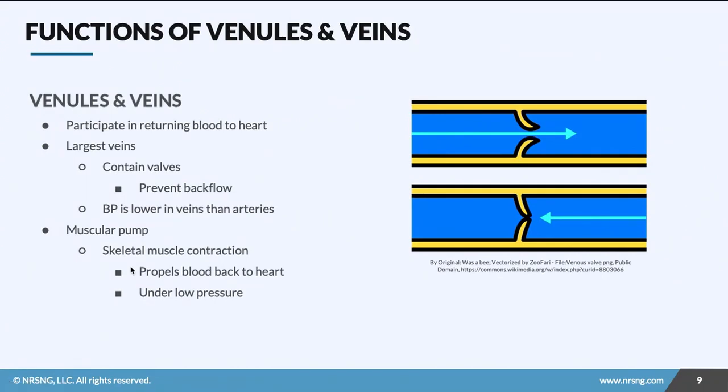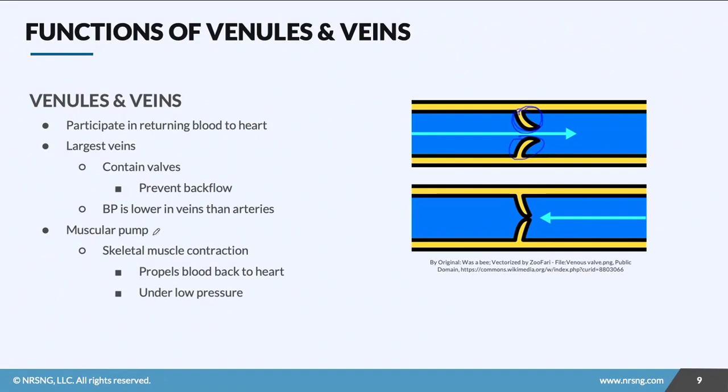Now we talk about venules and veins. Their job is to get blood back to the heart. Our largest veins actually contain these little valves. The purpose of those valves is to prevent backflow. These don't have that strength and that power that those arteries have. So to get all that blood pushed from our legs all the way back up to our heart, we need to make sure that blood doesn't start going backwards. And that is the purpose of these valves.